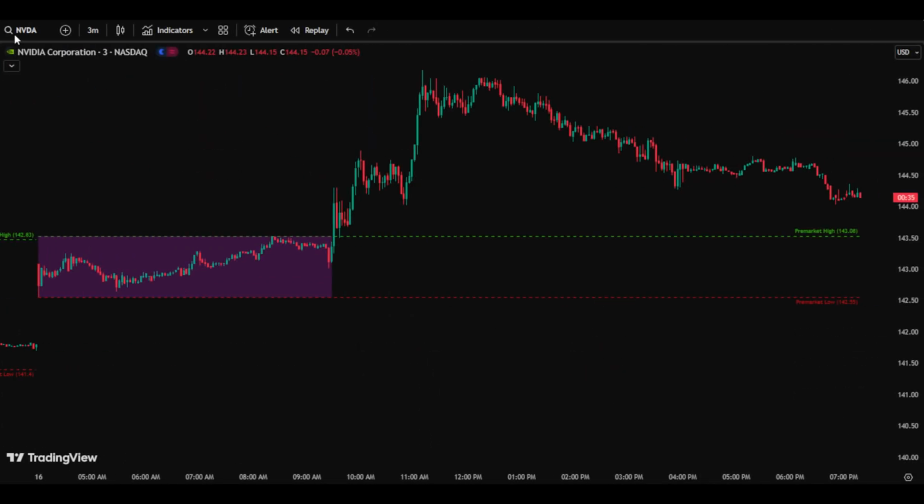Once the market officially opens at 9:30 a.m., pre-market levels become more than just lines on a chart. They turn into key reference points for your decision-making. These levels often act like magnets or barriers, and how price reacts around them tells you a lot about market sentiment. Let's break it down into 3 common scenarios.